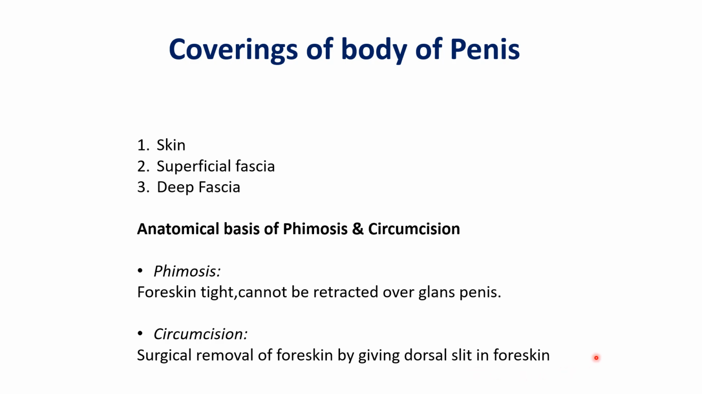So normally, by up to 3 years of age, the foreskin is adherent to the glans. After that, it should become retractable by age 6. So if till age 7 the foreskin is not retractable, then it can cause problems for the boy, and circumcision may be advised. And what is circumcision? Surgical removal of foreskin by giving a dorsal slit in the foreskin.